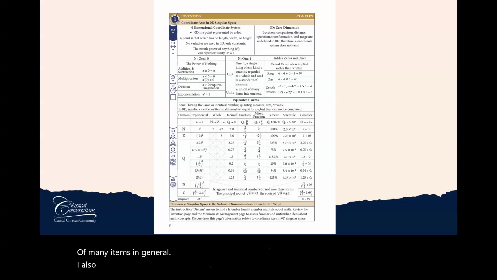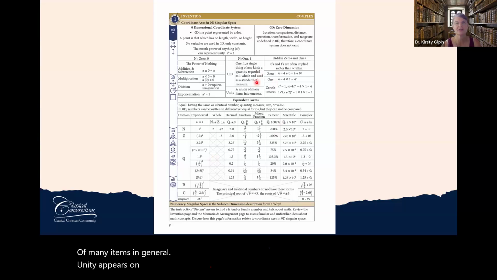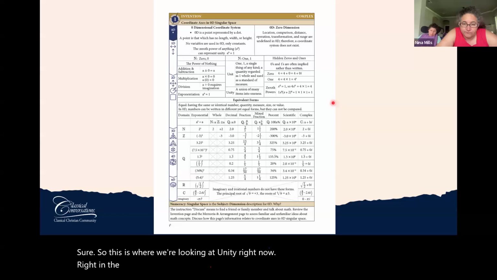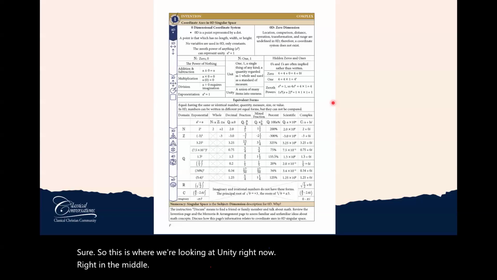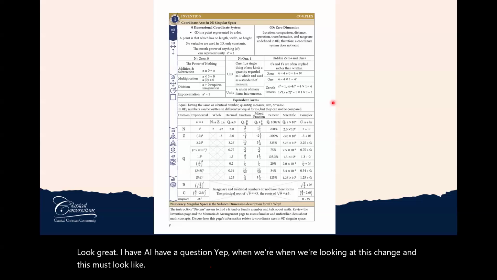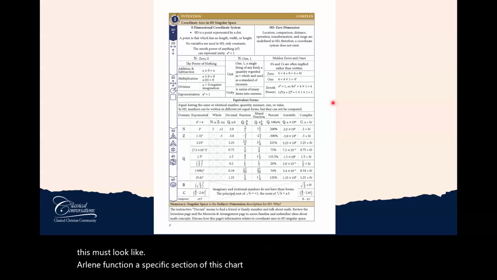Is there a way to use a pointer on the page you've displayed so that I can see where unity appears on that page? Because it's a pretty busy page. Sure. So this is where we're looking at unity right now, right in the middle. Great. And so I have a question. When we're looking at this page in this first booklet, are we focusing on a specific section of this chart, or do we look at the whole page as a whole? Because it seems very overwhelming.